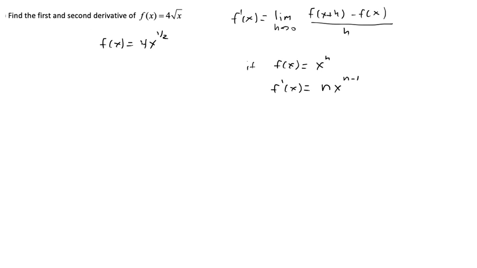I'm not going to say the 4 doesn't matter, it's still there, right? But we can just take the derivative of this guy and then just multiply that by the 4, and we should get our first derivative. Let's go ahead and do this.